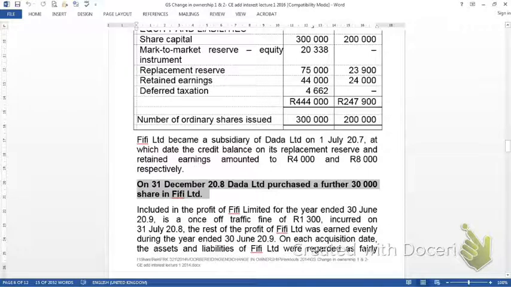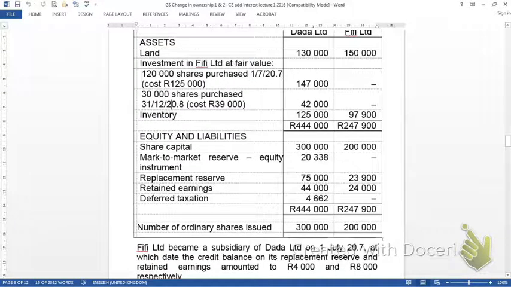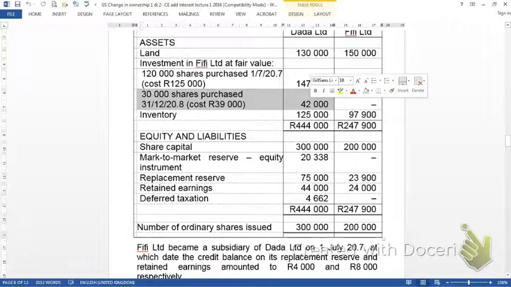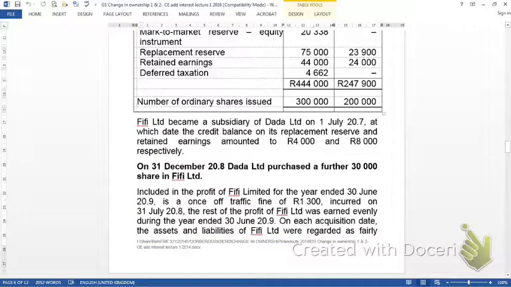Now, this sentence might not be in your handout, but you can see there in the statement of financial position as given to you, there were 30,000 shares purchased on the 31st of December 20.8 at a cost of 39,000. So you must be aware of where you can find the information in the various questions. So let us continue. There's also other information.